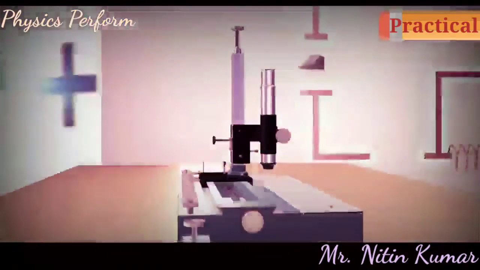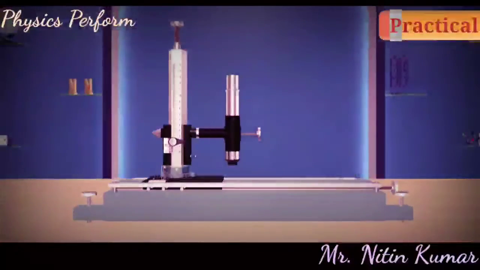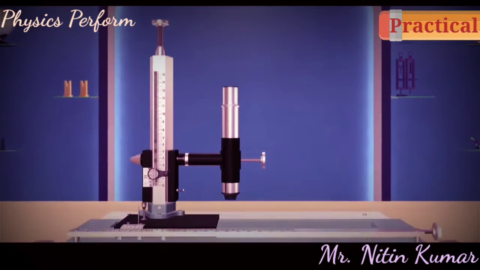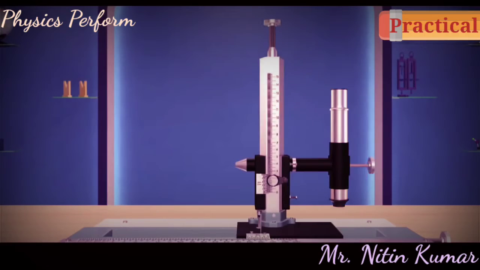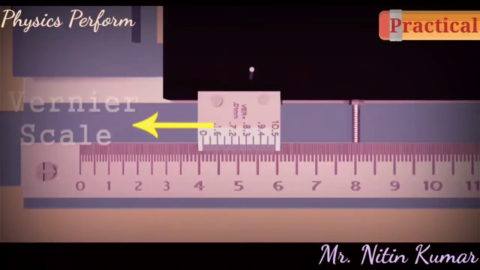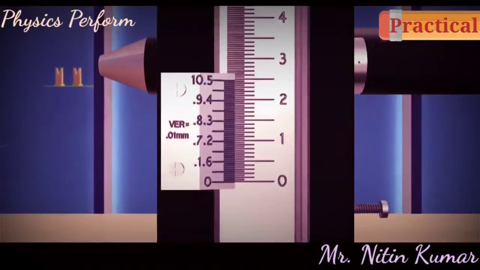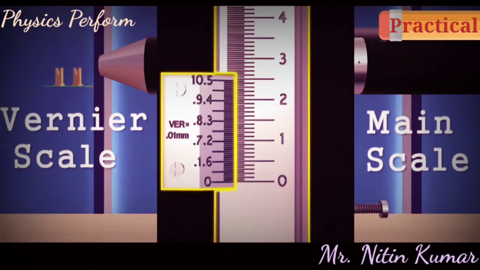A travelling microscope is a compound microscope fitted vertically on a vertical scale. The base of the travelling microscope consists of leveling screws which help in adjusting the base horizontally. It can move up and down and left and right, carrying a vernier scale along with it. Here you can see the horizontal main scale and vernier scale. Similarly, you can see the vertical main scale and vernier scale. At any given position, the readings are taken by combining the main scale and vernier scale readings.